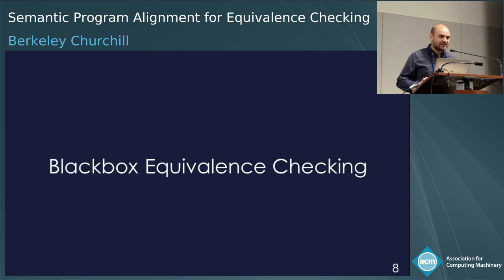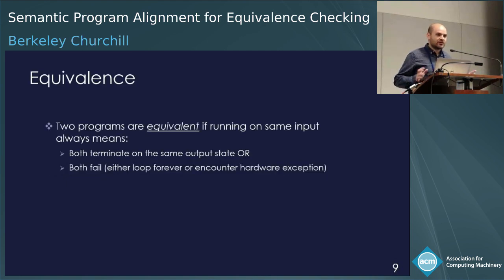We are specifically interested in black box equivalence checking. Here, we don't know what compilers generated our binaries. We're doing everything at the assembly level. These binaries could be handwritten, and they could come from any programming language. We try to be agnostic to that as much as possible, and we don't have any type information, no information from the compiler. And we say that two programs are equivalent if, when you run them on the same input, one of two things happens: either they both terminate in the same output state, or they both fail in some way or another.